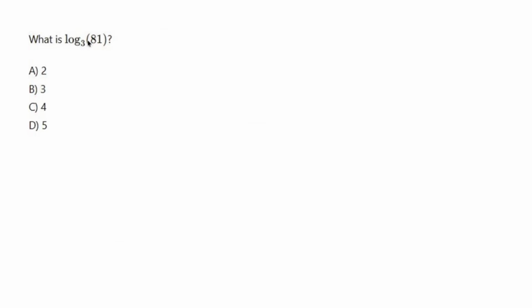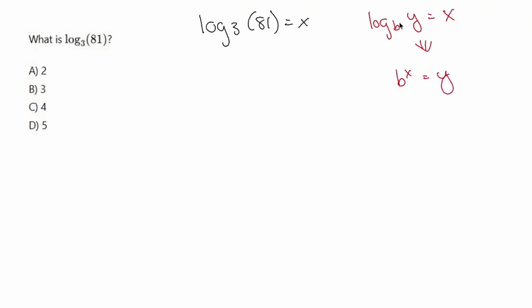What is log base 3 of 81? All right, well, log base 3 of 81, I'm going to write out like this. Log base 3 of 81 equals x. Now, if I give you something in the form of log base b of y equals x, I can write that out as b to the x equals y. This is me transforming a logarithmic equation into an exponential equation. That would be my b, that would be my y, that would be my x, which means I can rewrite this as 3 to the x equals 81.